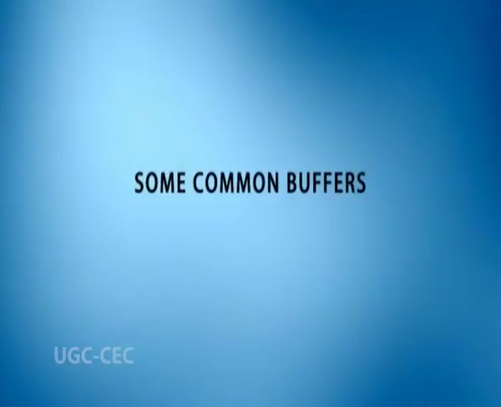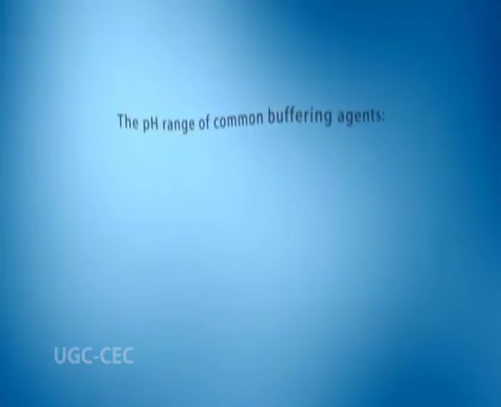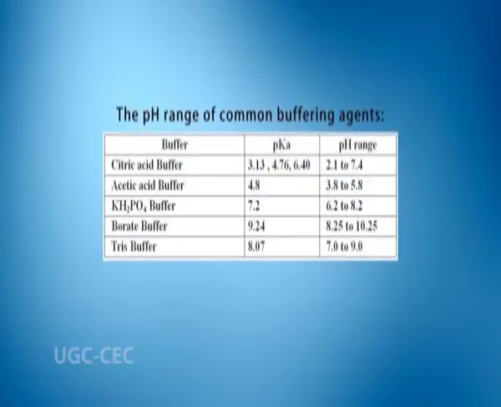Now some common buffers. As stated, buffers are useful over specific pH ranges. For example, here is a pH range of common buffering agents. Citric acid buffer: pKa 3.13, 4.76, 6.40, and pH range is 2.1 to 7.4. Acetic acid buffer: pKa 4.8, pH range is 3.8 to 5.8.